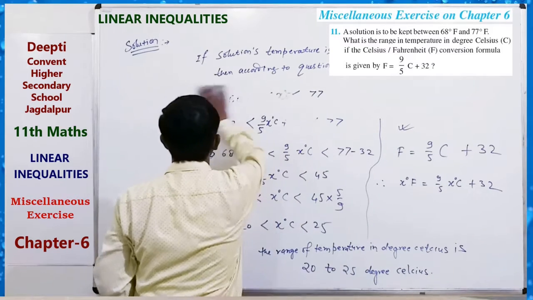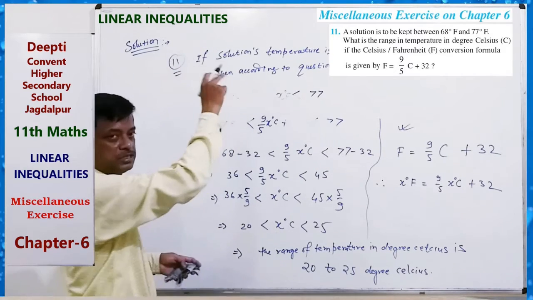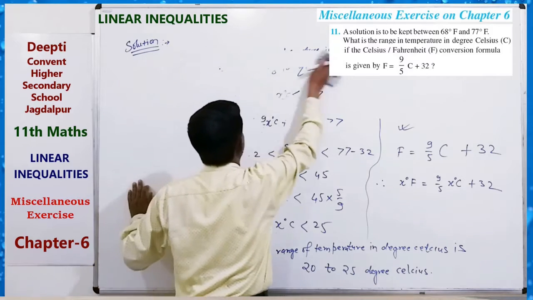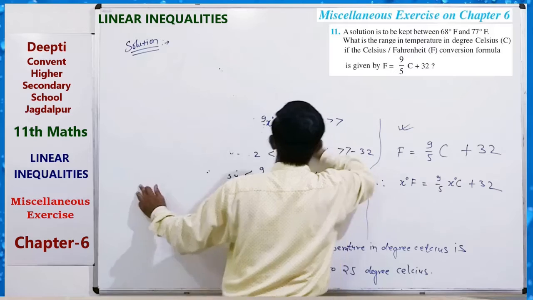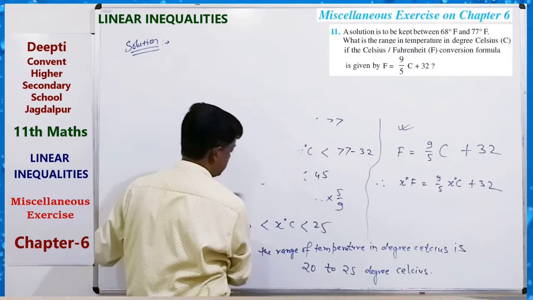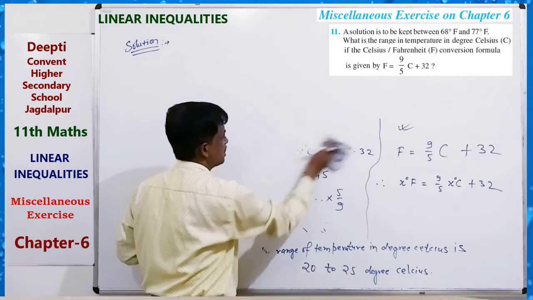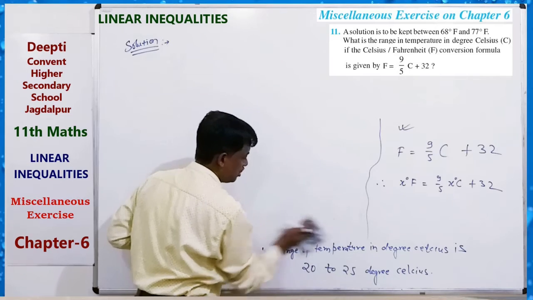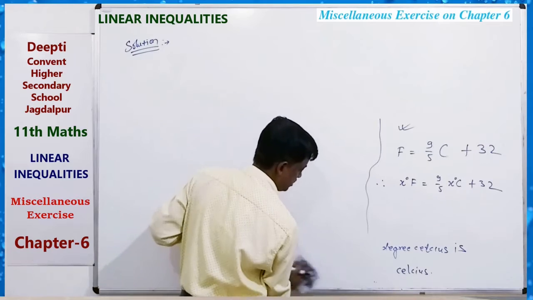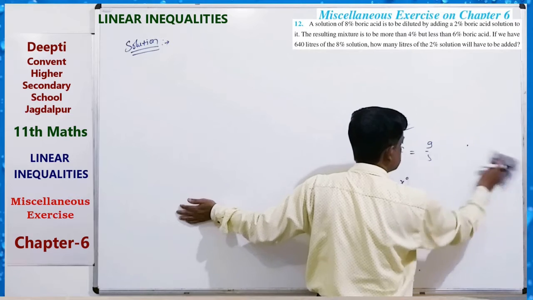Now take question 12. This was question 11. Now take question 12. 12 and 13 are the same type of questions. Just set them logically, because this type of questions may also be asked in the exam. So you have to make inequalities and then solve. Then you can get the required result.